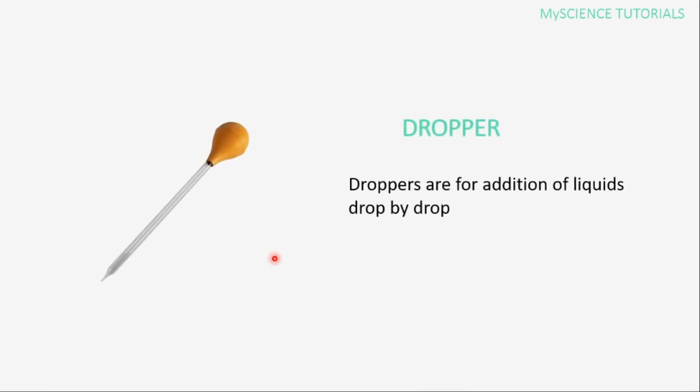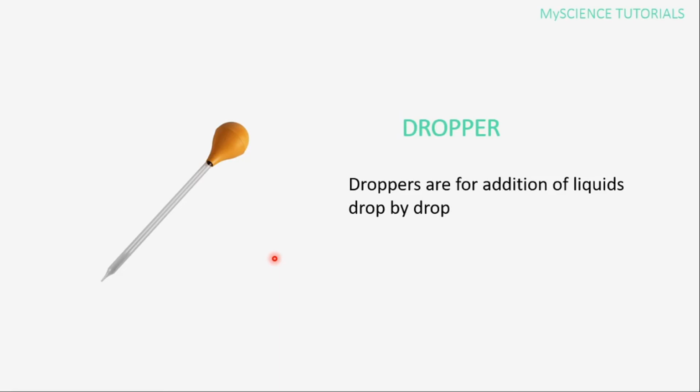Next are the droppers. So the droppers are for adding what? Liquids drop by drop. Mostly we use this to add indicators to reactions or reagents. So for instance, you want to do an acid-base titration and you need to add phenolphthalein to a base before you deliver your acid from your burette.